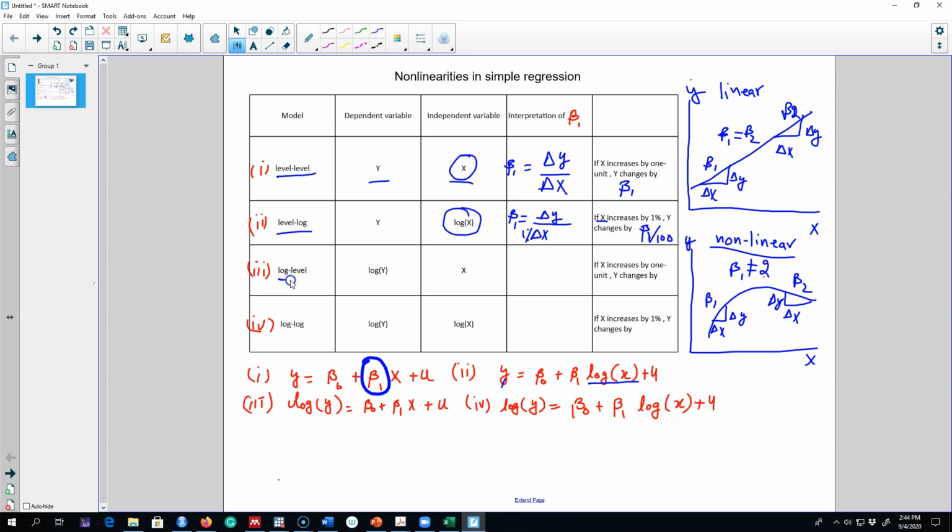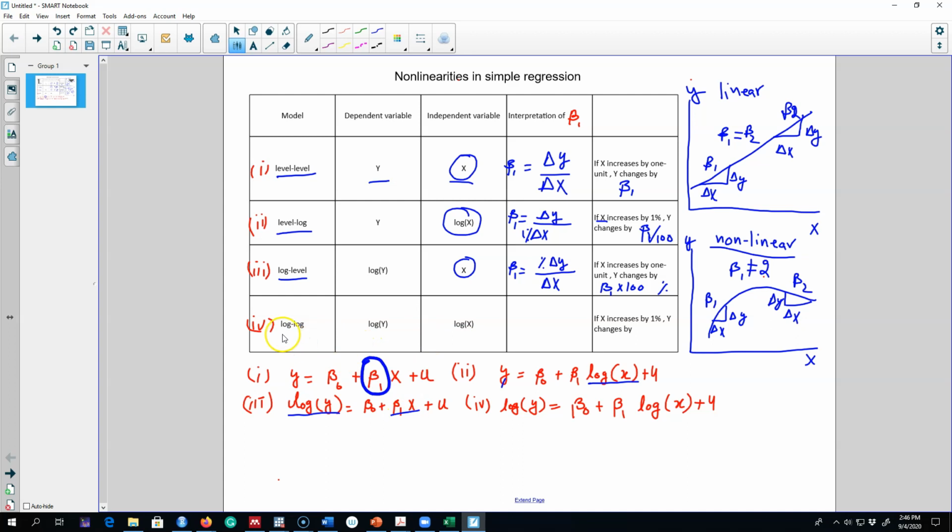The third type of model that you can use is called the log level model. In this case, you take the log of your y variable and you do not take the log of your x variable. So the x variable enters in level. The interpretation will be: if x increases by 1 unit, y will change by beta 1 times 100%. For example, if you take the log of wages in our wage education example, then the interpretation of the beta 1 coefficient would be: if education increases by 1 year, y will change by beta 1 multiplied by 100%.